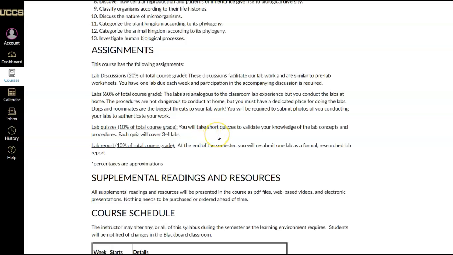We will have lab quizzes periodically throughout the semester to check your understanding of the lab content. And then by the end of the semester, you shall have written 1 lab report about a lab you have already completed. And this is essentially a 5-paragraph essay with the headings intro, methods, results, discussion, and conclusion.